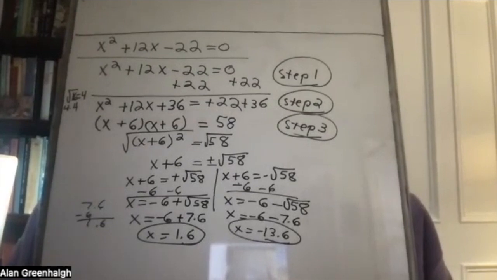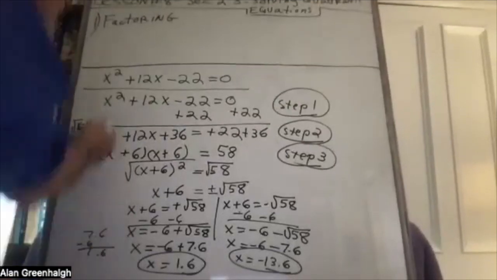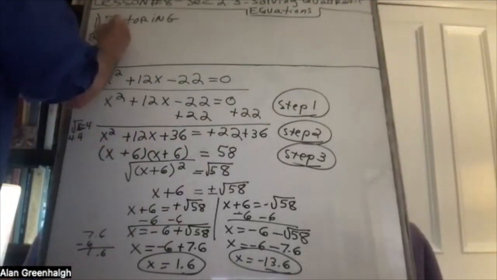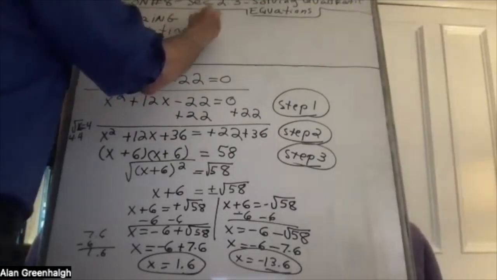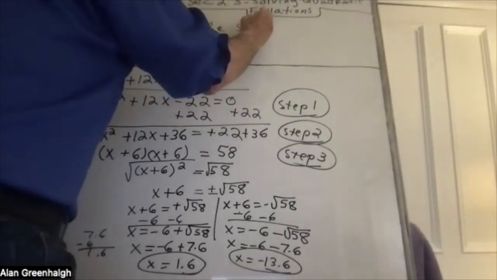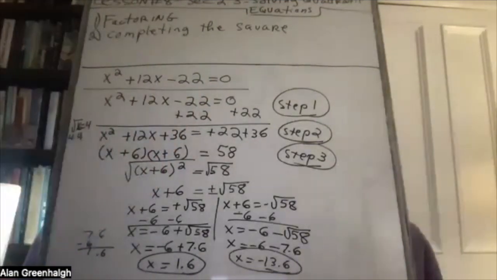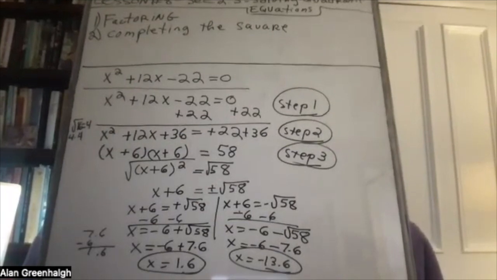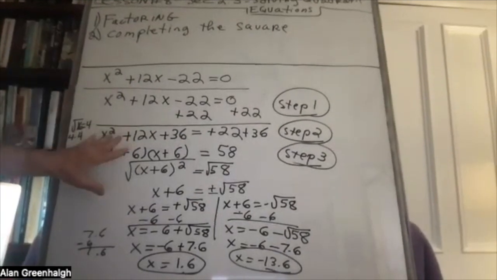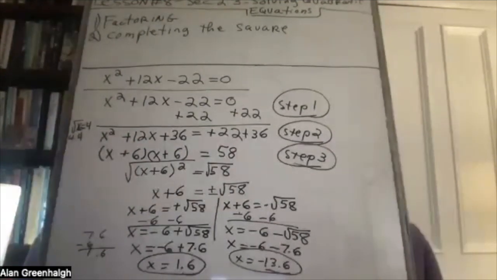This method of solving an equation is called completing the square. Completing the square. And it's a very important concept in mathematics, not only for this course, but for doing other things as well in mathematics. We'll be using it to solve equations, and we'll also be using it next week, as I said, to do something else.